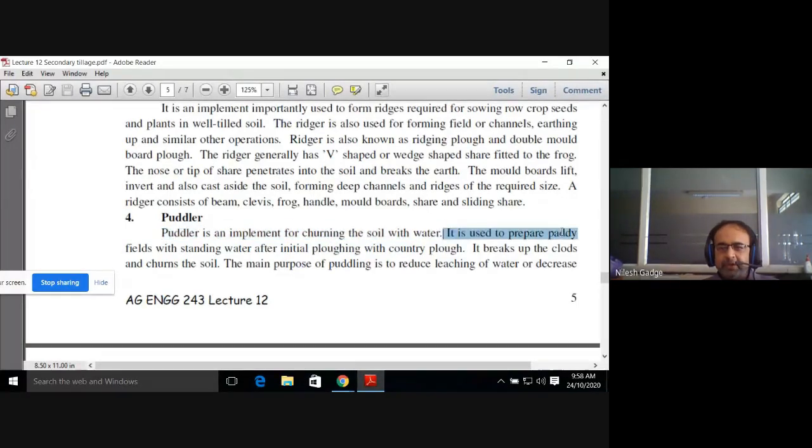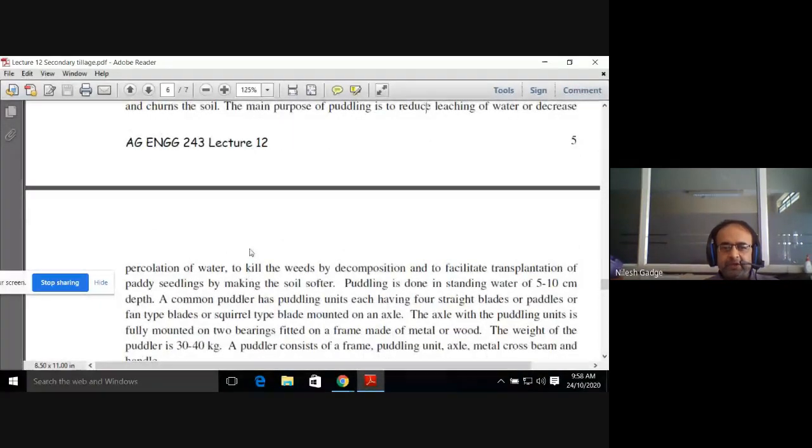It is used to prepare paddy fields for standing water after initial ploughing with the country plough. It breaks up the clods and churns the soil. The main purpose of puddling is to reduce the leaching of the water, that is, decrease percolation of the water. Also to kill the weeds by decomposition and facilitate transplantation of the paddy seedlings by making the soil softer.